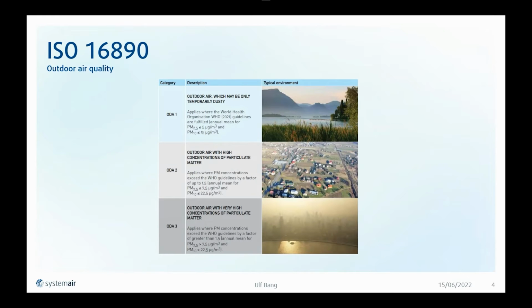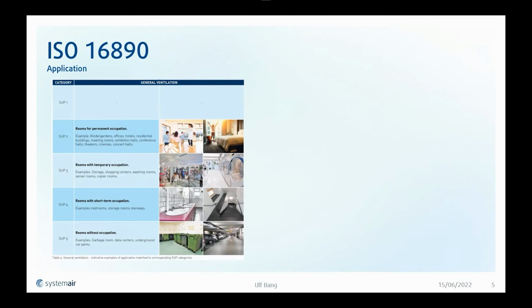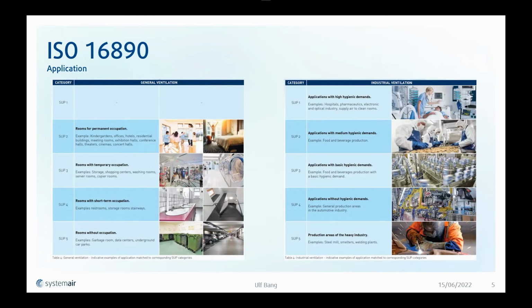The standard can also recommend what total filter efficiency you need for your system depending on the outdoor environment and the application. In this table, it classifies the outdoor environment in 3 classes: ODA 1, ODA 2, and ODA 3. ODA 1 is countryside, and ODA 3 is mid-city. The applications are divided in supply air classes from SUP 1 to SUP 5. It also has a classification as general ventilation or industrial ventilation.